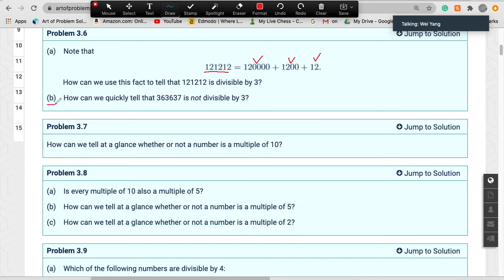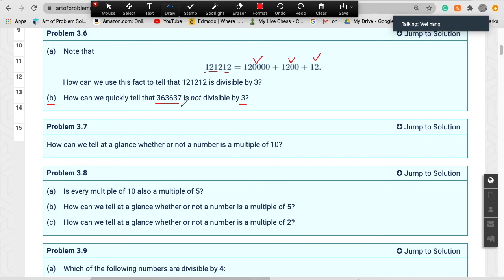Now let's see B. How can we quickly tell that this number is not divisible by 3? To do that, you check each digit. Say 3, 6, 3, 6, 3, 7.